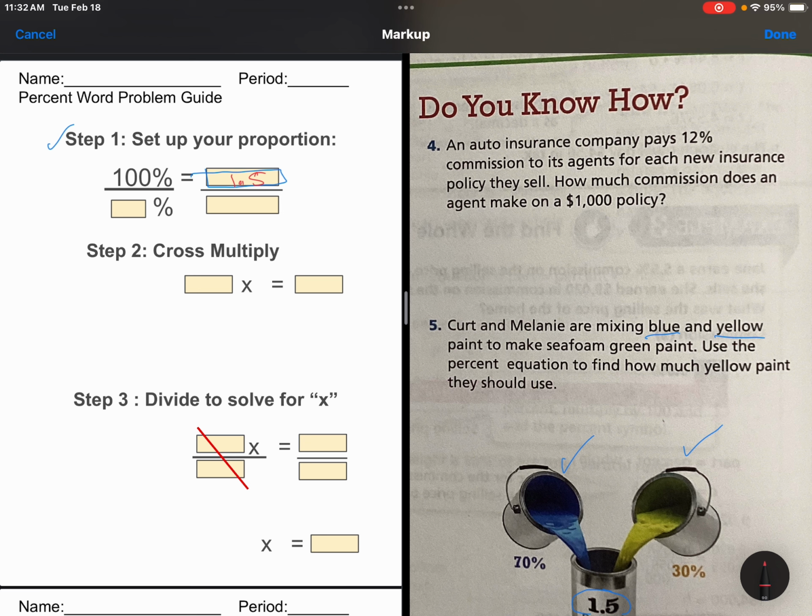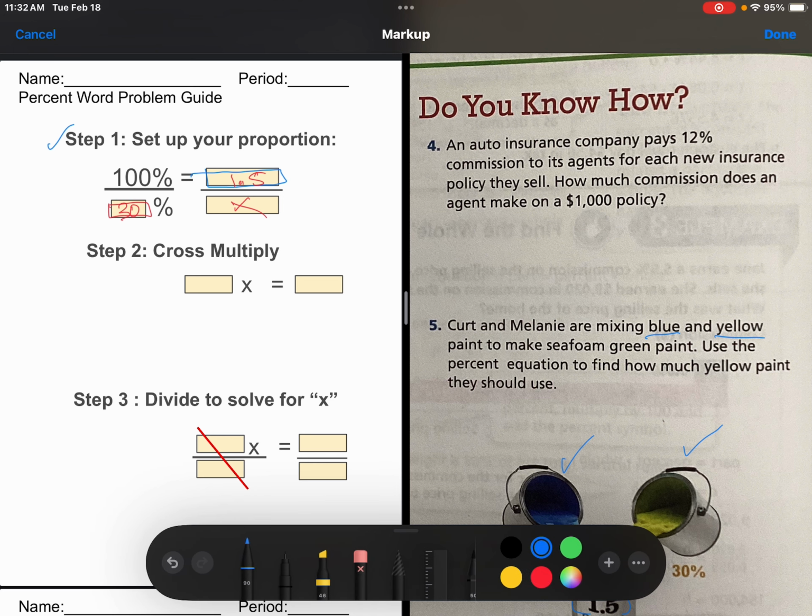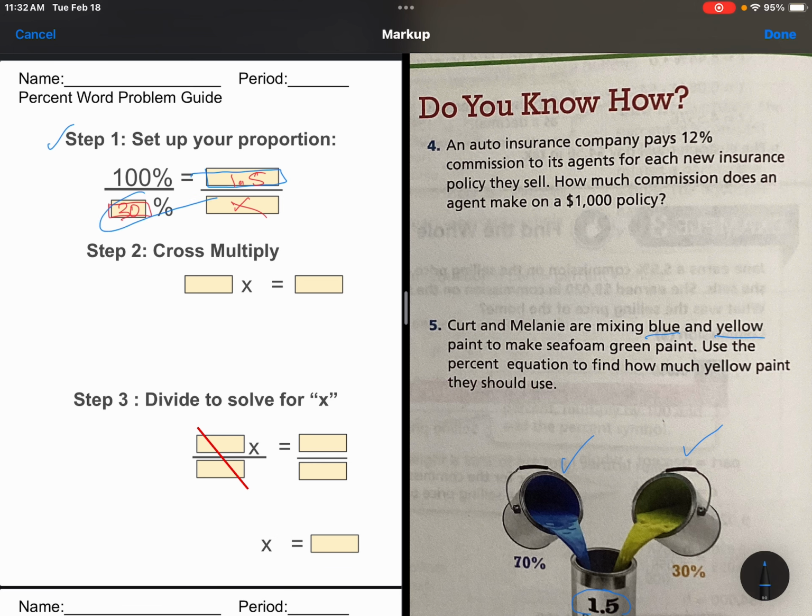Now, out of that 1.5 liter green content, what percent of that is yellow? Yes, right here we can actually enter 30. That's our yellow content, okay? And how much in liters is that? We don't know, so we're gonna put an X right there. Step 1 completed. Step 2, we gotta cross multiply these two elements and those two elements right there.